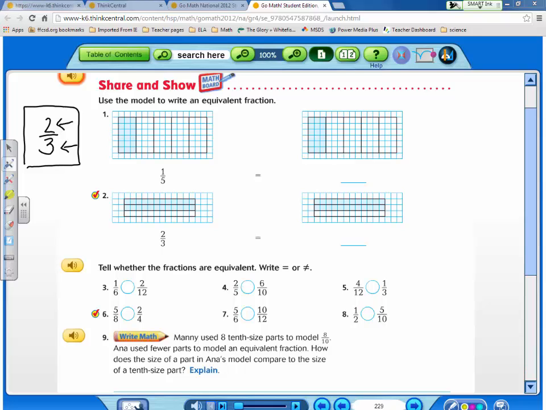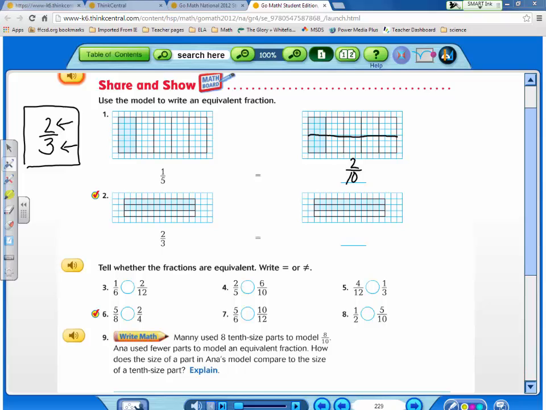In this first picture for number 1, we have this picture broken into fifths, and one of the fifths is shaded in. What they want us to do is to break this picture apart into another way so that we can name this fraction differently. And so looking at this picture over here, we said, well, if we split every single piece in half, we will now have 10 pieces, and there are 2 of them shaded. So 1/5 is equivalent to 2/10.